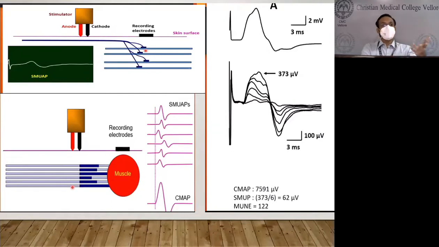Now we will serially follow this patient up over time. It has to be done for each muscle and each increment, so this is a technically very challenging, demanding, and time-consuming study, which in a busy EMG lab like ours is not feasible.